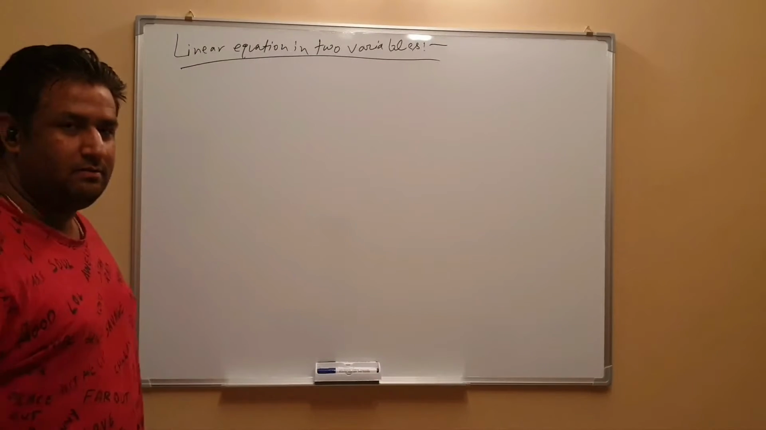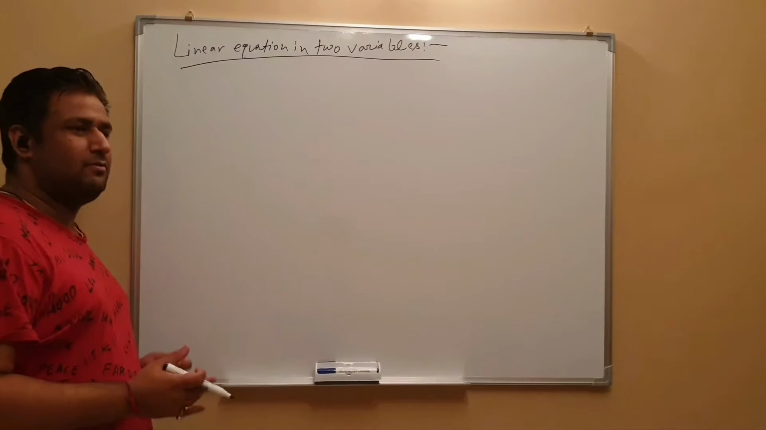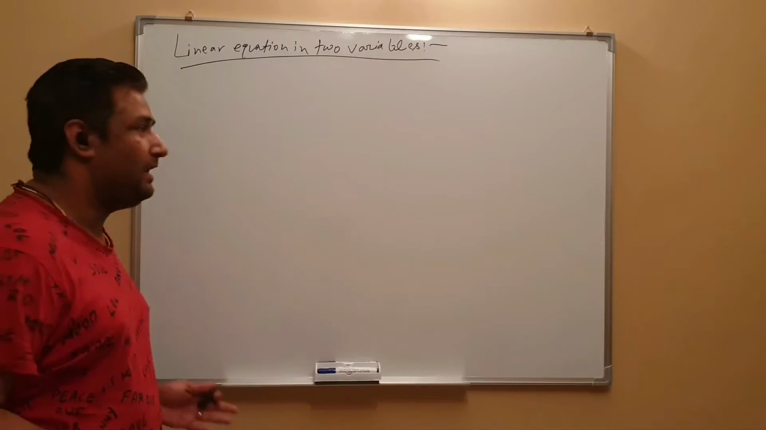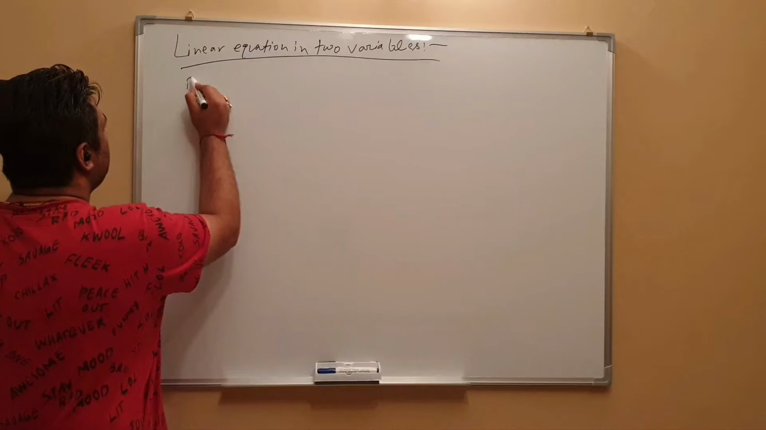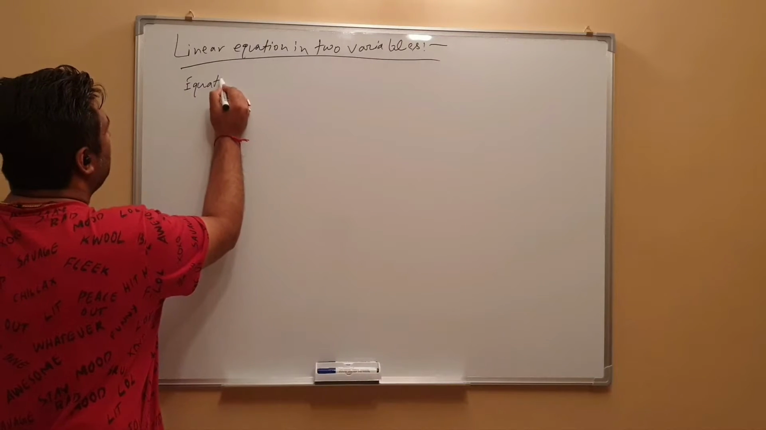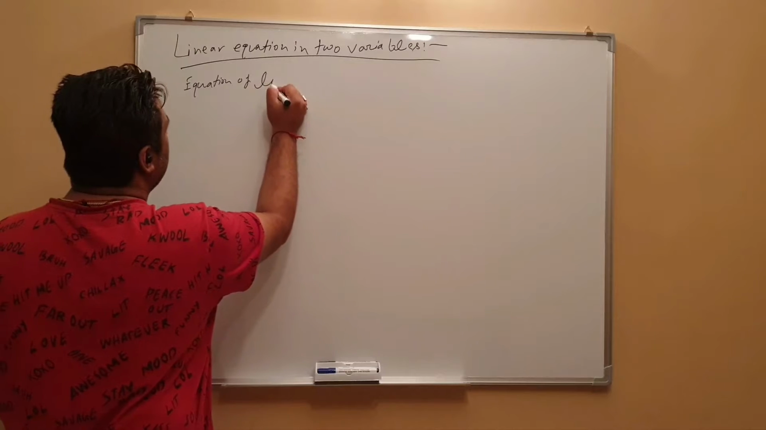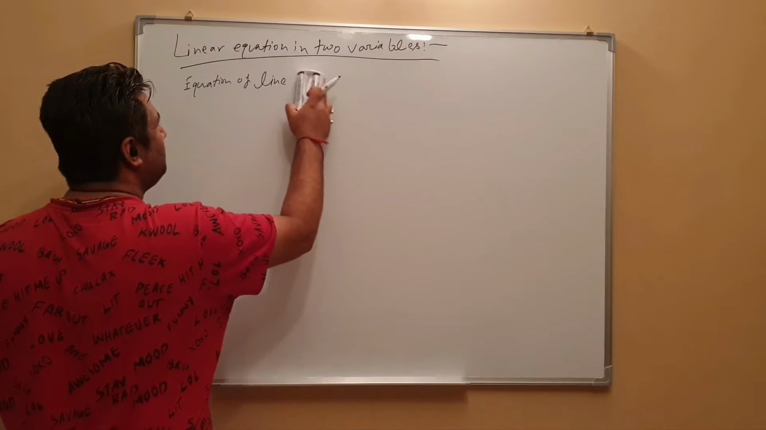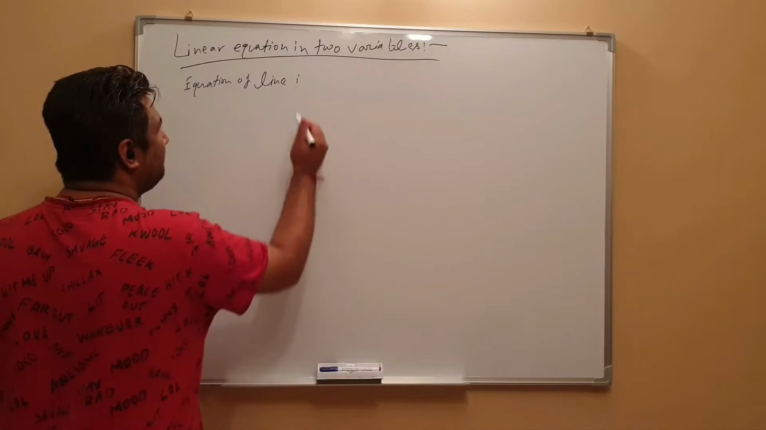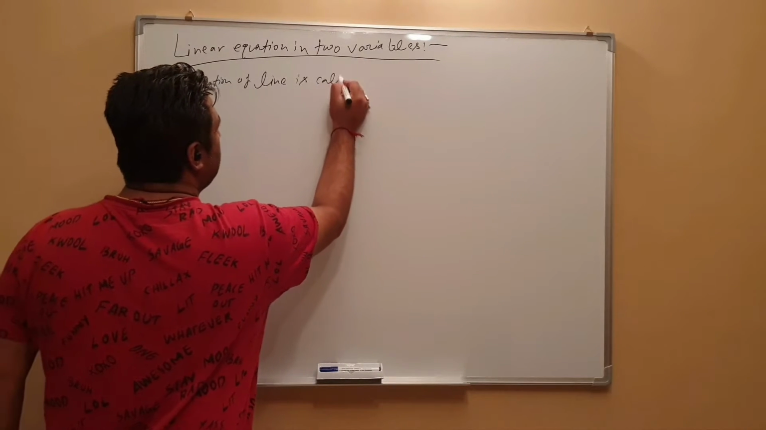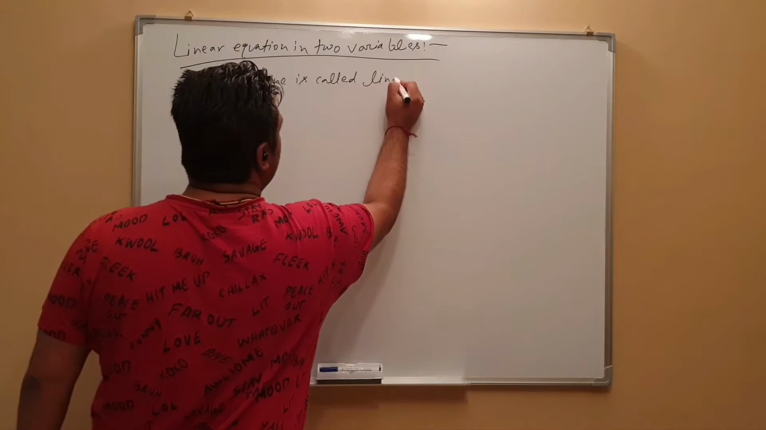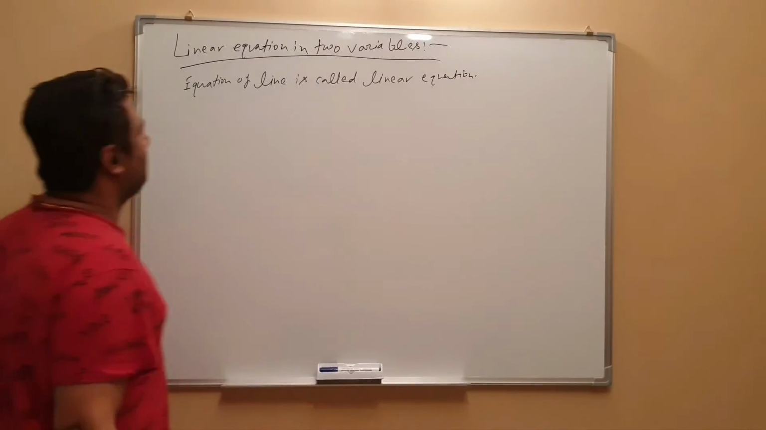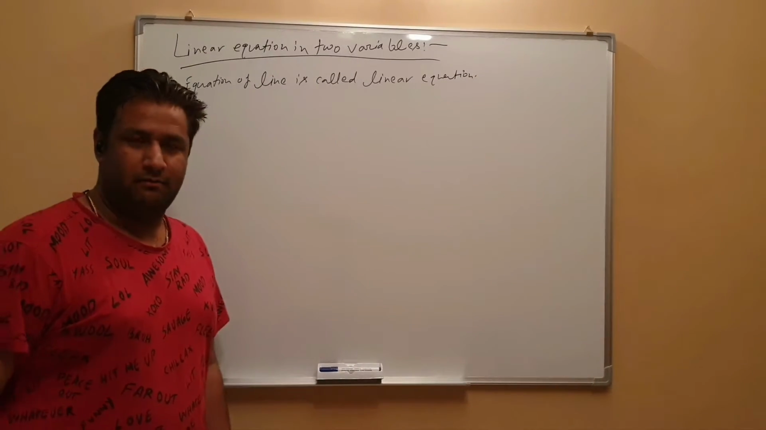Now linear equations in two variables. So first of all we have to understand what a linear equation is. Linear equation is nothing but an equation of a line. So equation of a line is called a linear equation.